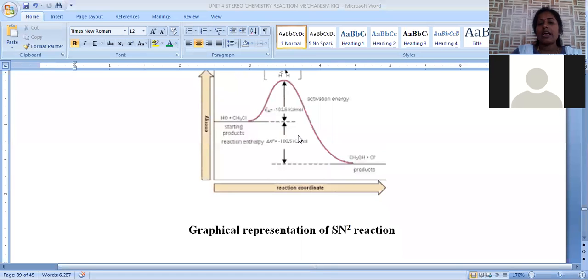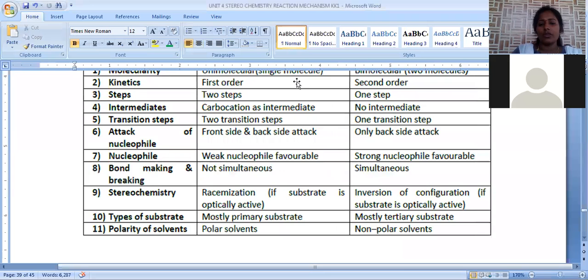SN2 reaction. SN1 reaction energy profile diagram will contain two peaks. One is activation energy 1, second is activation energy 2, and carbocation resides in between these two. But in SN2 mechanism, only one peak will be there. That peak mainly used to describe this transition state. At this peak, we will have pentavalent transition state of SN2 reaction.